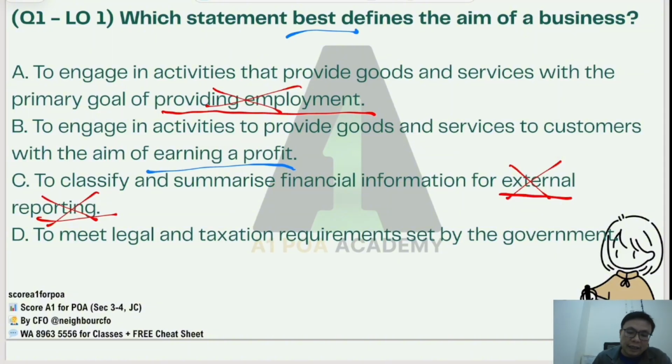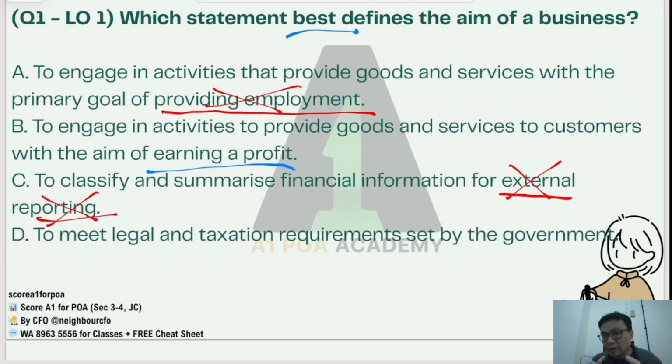D, to meet legal and taxation requirements set by the government. Once again, this is a post-transaction activity. Only when you incur all the transactions over a period of 1 year, you prepare the financial statements, whether you are incurring losses or making profit, this is where you do the necessary tax computations. The government will require the company or the business to pay tax. Again, this is after. So all in all, C and D are after the transaction happened.